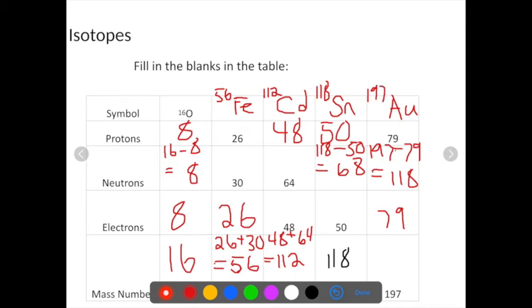Okay, so be able to do that. And remember, the mass number comes from protons plus neutrons. You'll never look up the mass number for an element or an isotope on the periodic table. If you do, you might possibly get it right, but you'll probably get it wrong. So don't get in the habit of doing that. Mass number is always protons plus neutrons.